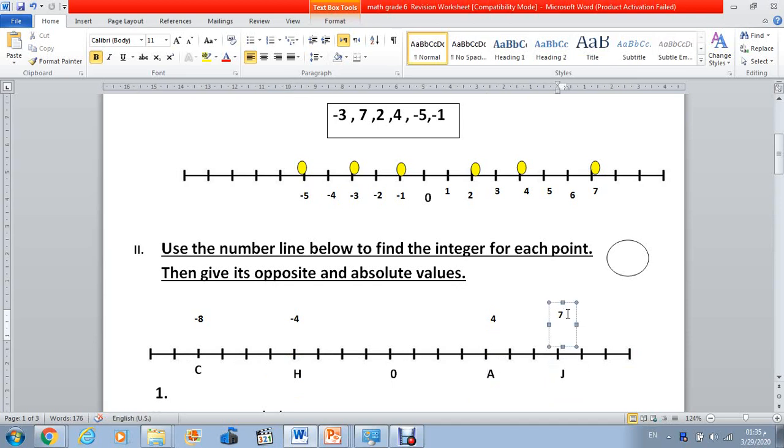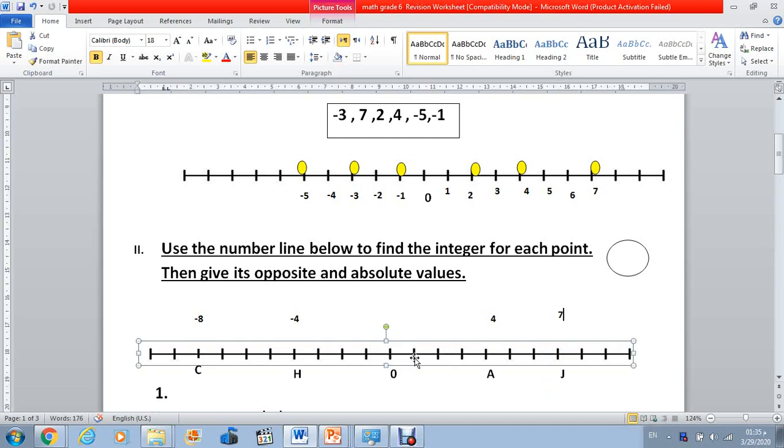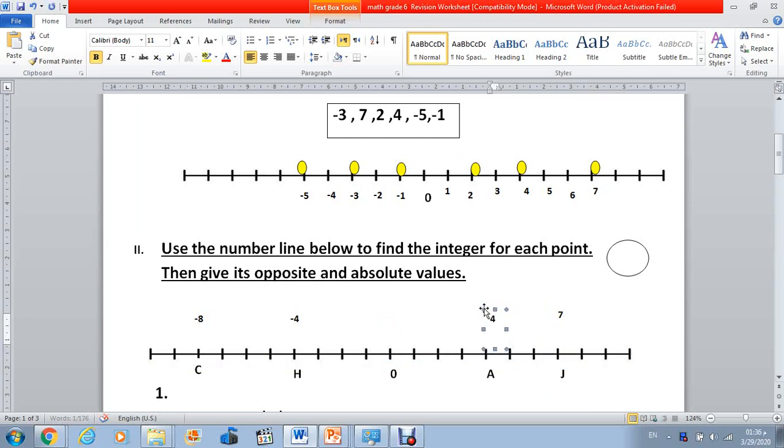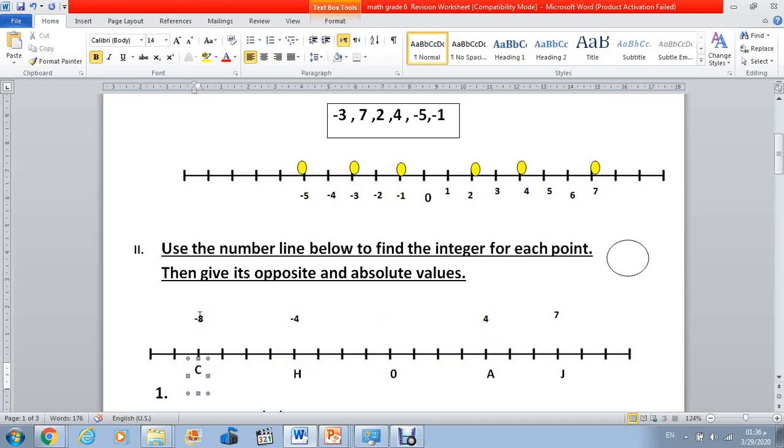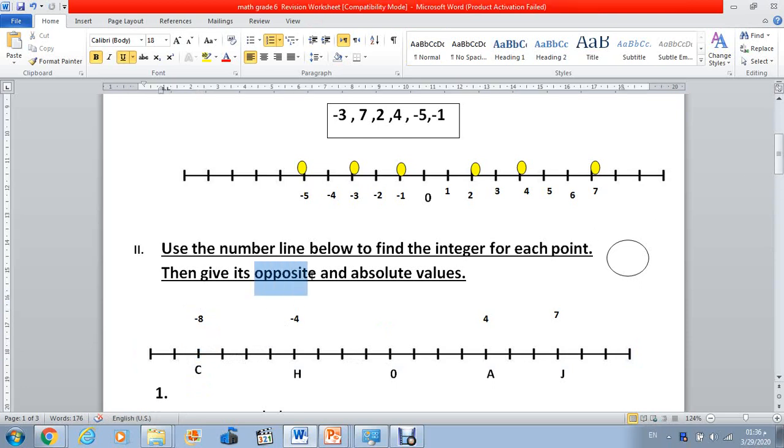It asks you to look at the number line and see zero here. So what comes after 0? 1, 2, 3, 4. So A, of course, is 4. Count after A: 5, 6, and J is 7. Then on the other side, -1, -2, -3, and H is -4, -5, -6, -7, and C is -8. Okay, now it asks you to get the opposite and absolute values.